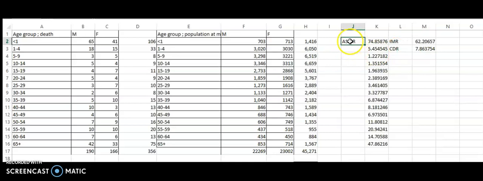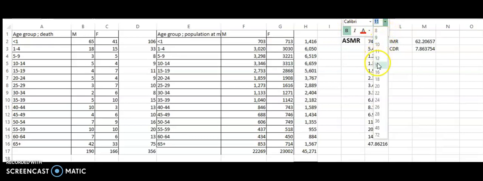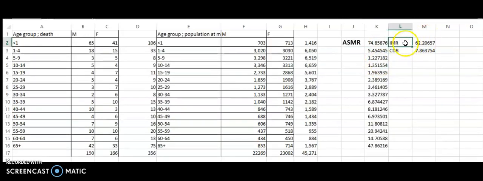Age-specific mortality rate, let's make it a bit bold for visibility, for data presentation. We can change the font here and also here, and we can make our Excel sheet look better. Okay guys, now I have already done the sheet 1 mortality data exercise.